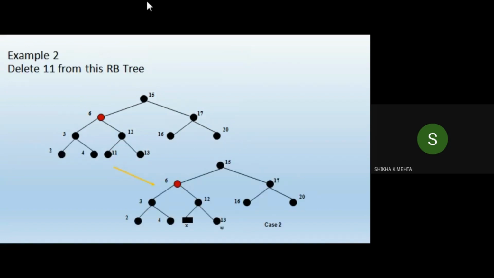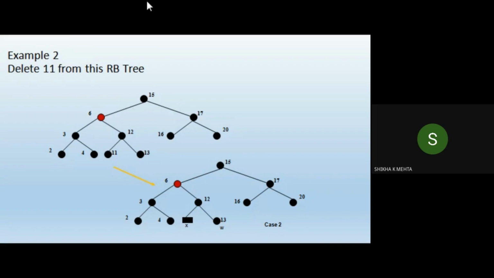Now the tree is changed. Here you can see we still want to delete 11, but now 11 does not have any not null children. It has zero not null children, so it has no child nodes, just the sentinel nodes. So we will see the color of its sibling. The sibling of 11 is 13. The node to be deleted is marked as X, and the sibling of the node is marked as W.